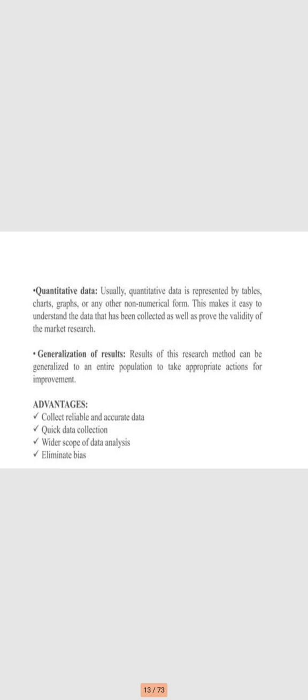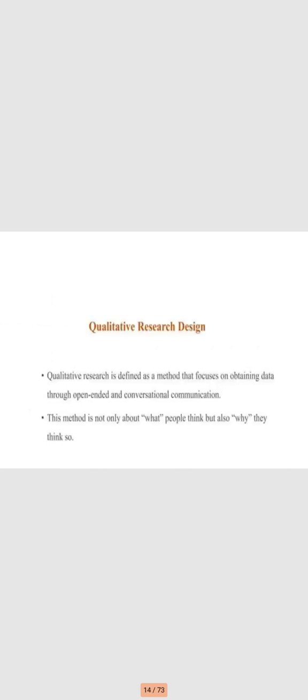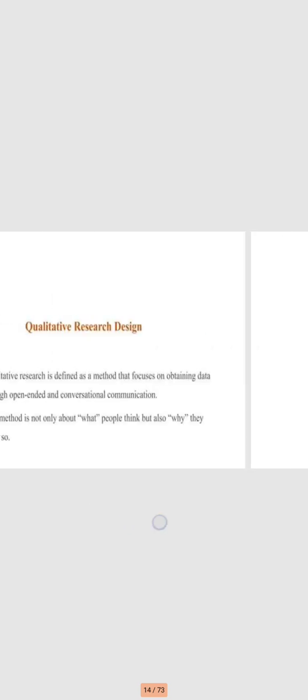So the advantages of quantitative data are collecting reliable and accurate data. Second one is quick data collection, then a wider scope of data analysis. Next is eliminating bias. So now, types of research design, I will show.